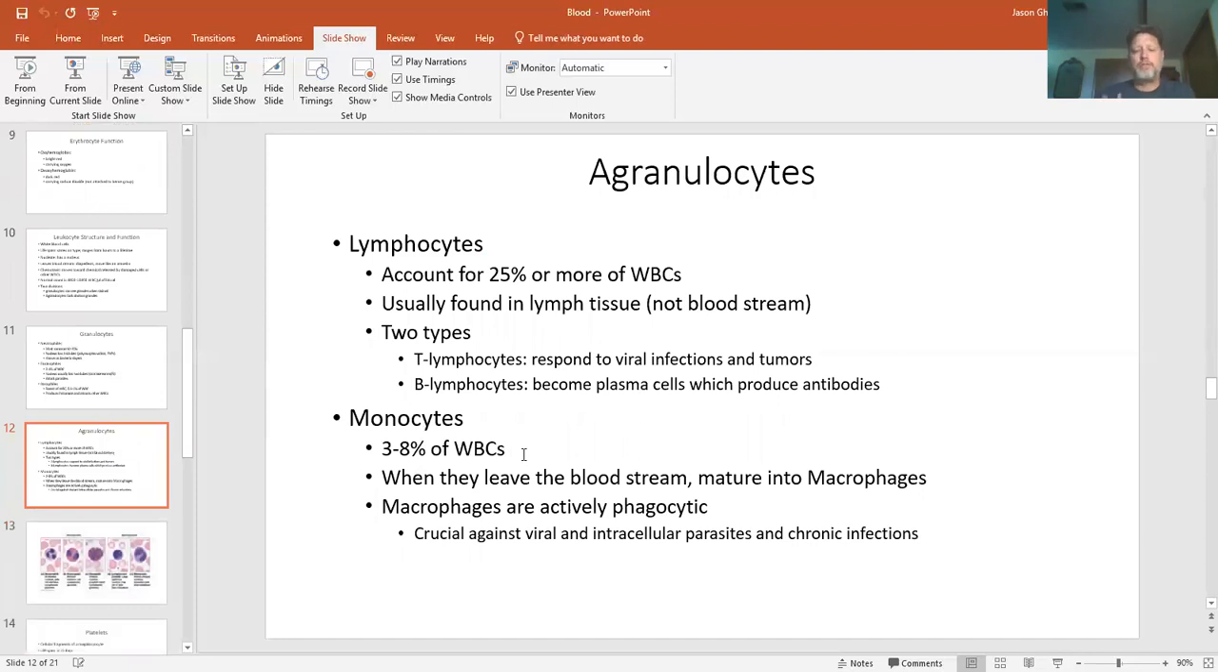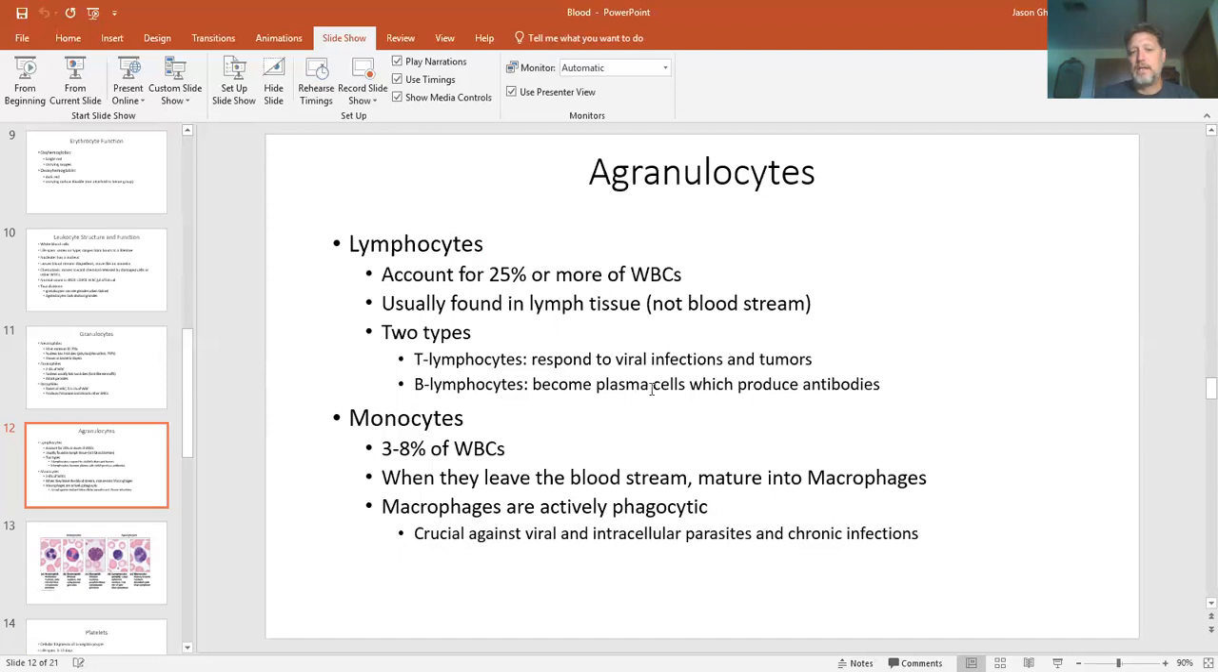Now your agranulocytes, there's two main types, the lymphocytes and the monocytes. The lymphocytes are the second most common of all white blood cells. These hang out in your lymph tissue, which means that they're not in your bloodstream. These would be like in your tonsils, in your spleen, in your lymph nodes, in your throat, in your armpit. Two main types of them.